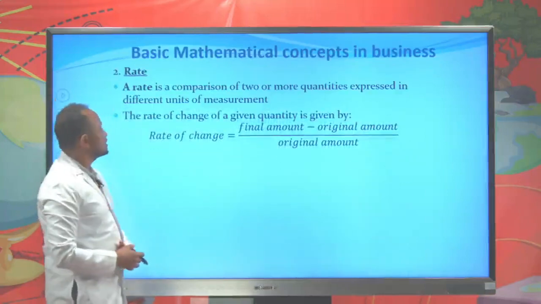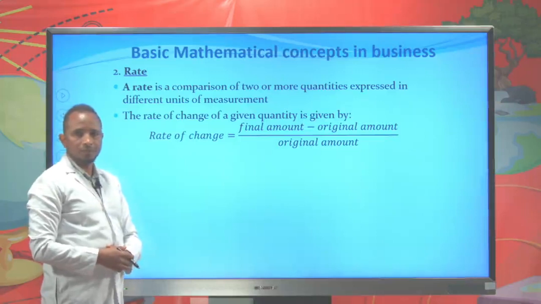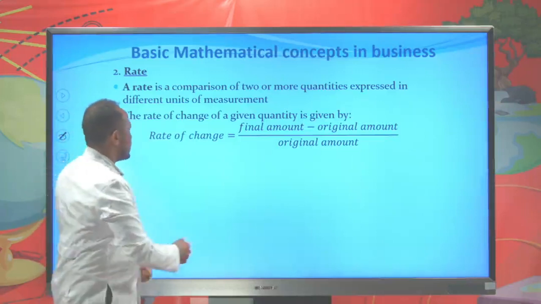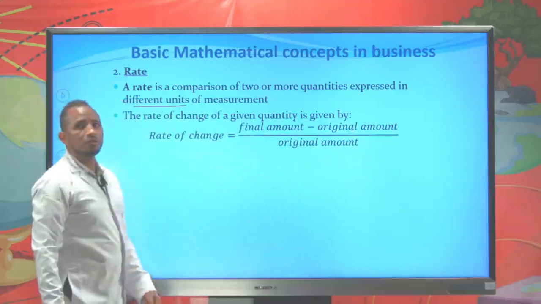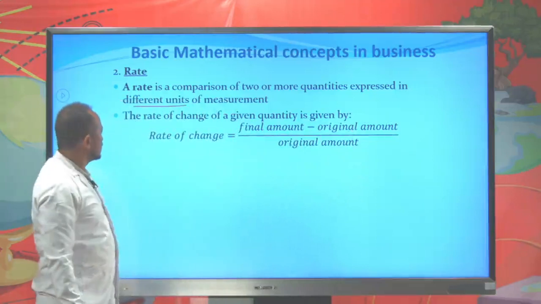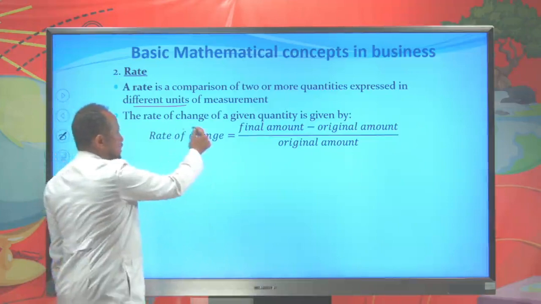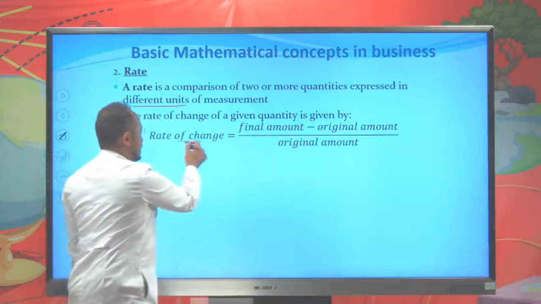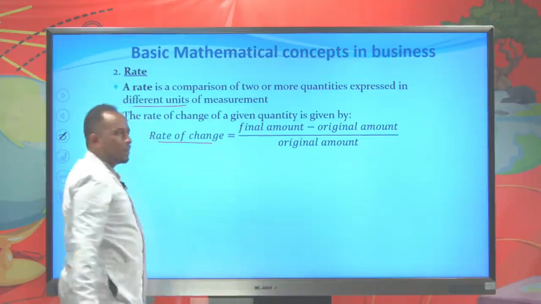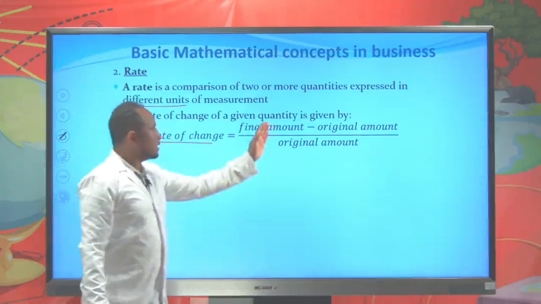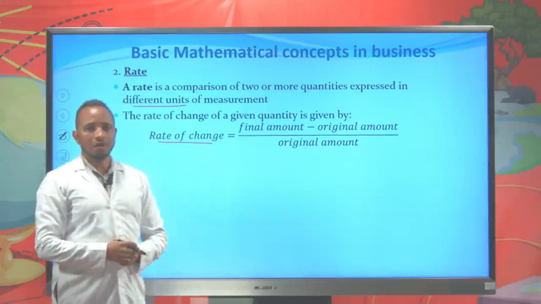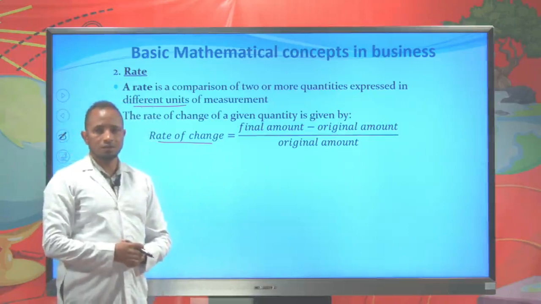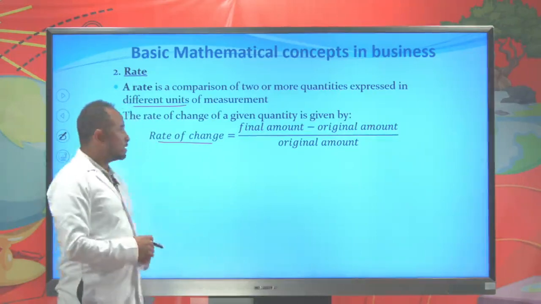Now the next one is rate. Rate is a comparison of two or more quantities expressed in different units of measurement. And the rate of change of a given quantity is given by final amount minus initial or original amount, divided by original amount. This is the rate of change. So let's see an example for this.